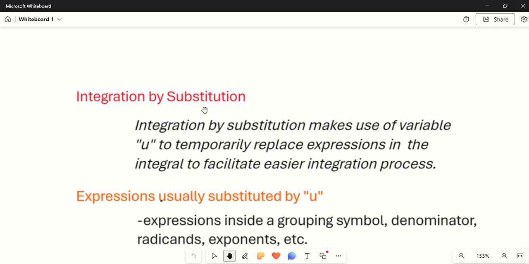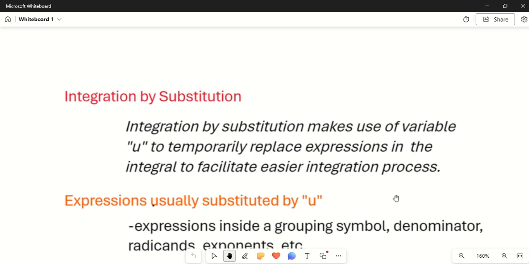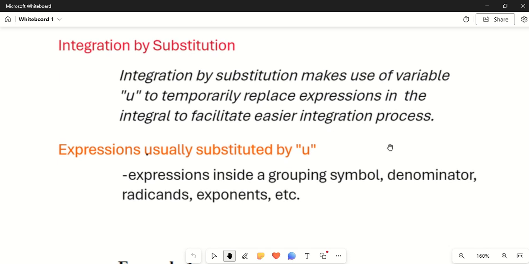So when we speak of integration by substitution, here we are making use of variable u to temporarily replace expressions in the integral to facilitate an easier integration process. So here we will be looking into some of the expressions that can be substituted by u. So what are these expressions?